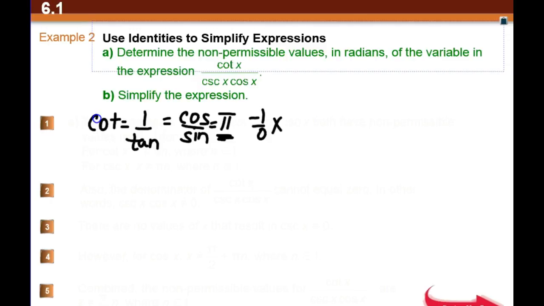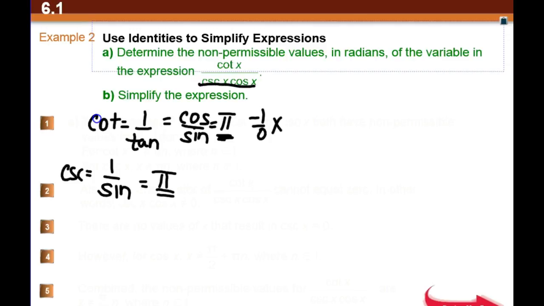If we're looking at cosecant, cosecant is the same thing as 1 over sine. We need to look at the unit circle. Where is sine 0? Because where sine is 0, that's going to make a 0 in the bottom. So it would be 0 and pi, so pi again.